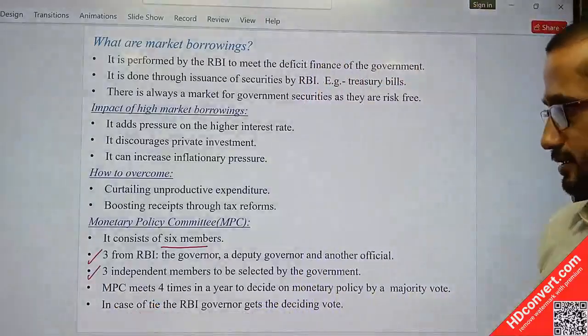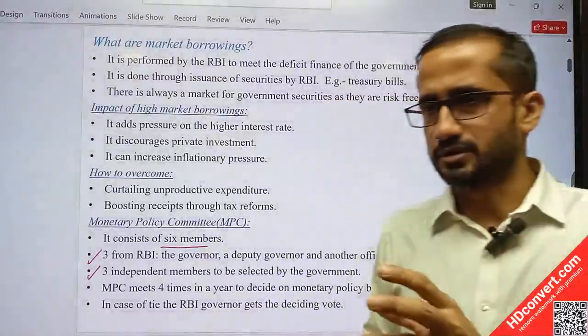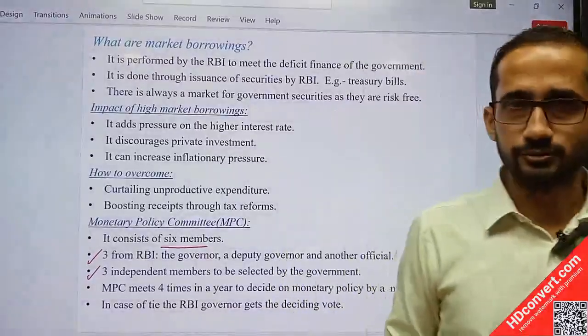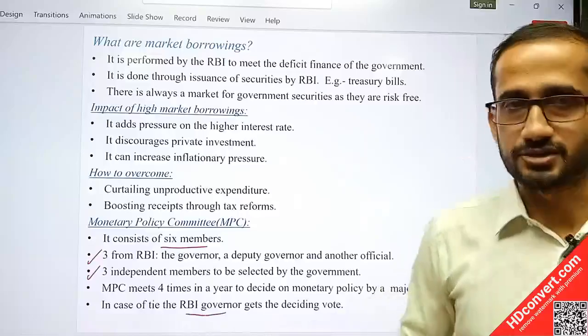When there is a tie, suppose 3 members support some decision and 3 members do not, this is a condition of deadlock. In that situation, the Reserve Bank governor will have a casting vote.